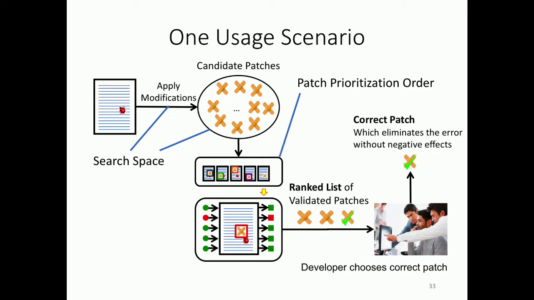So once we get those two key components right, then here's a proposed usage scenario for the patch generation system. The developers will investigate results of validated patches, go over the list one by one, and then settle on a patch that eliminates the error without the negative effects.